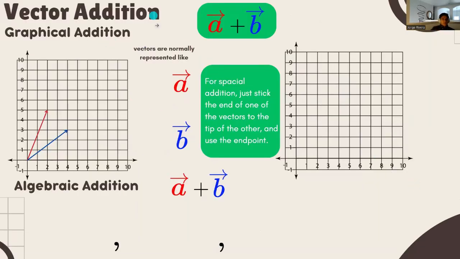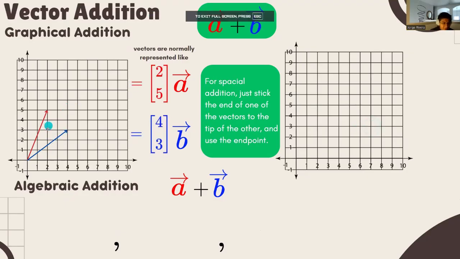All right, so let me push this down. All right, so vector addition, graphical addition. So vectors are normally represented like this. So we have these two vectors, right? We always represent them with these brackets. The top number is its x displacement.